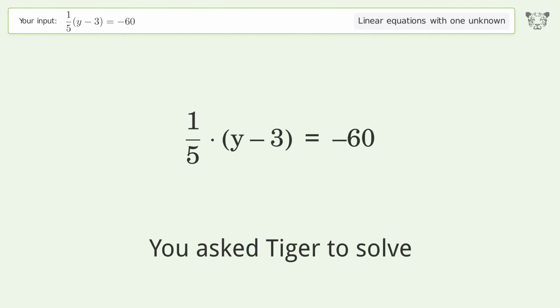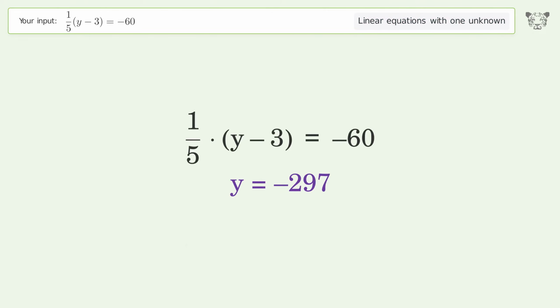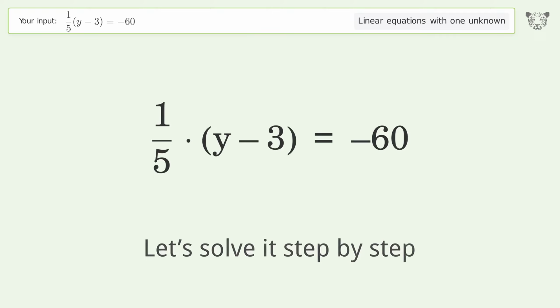You ask Tiger to solve. This deals with linear equations with one unknown. The final result is y equals -297. Let's solve it step by step.